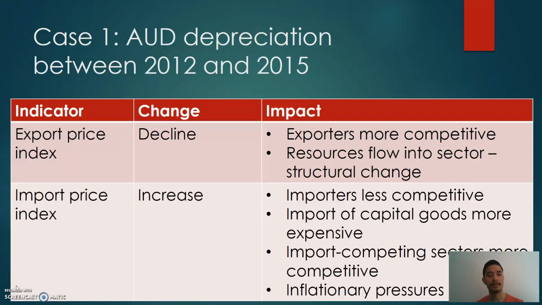The next impact I wanted to cover related to the depreciation of the Aussie dollar is the increase in the import price index. The depreciation of the Aussie dollar results in a decline in the purchasing power of the Australian dollar. So that means that imports become more expensive. We import a whole range of goods, and those include capital goods, electronics, consumer goods. All those become less competitive because they become more expensive.